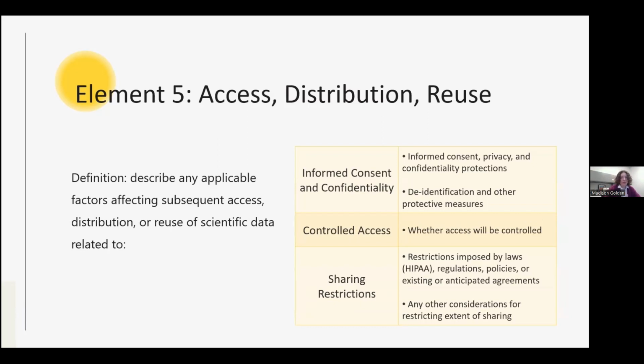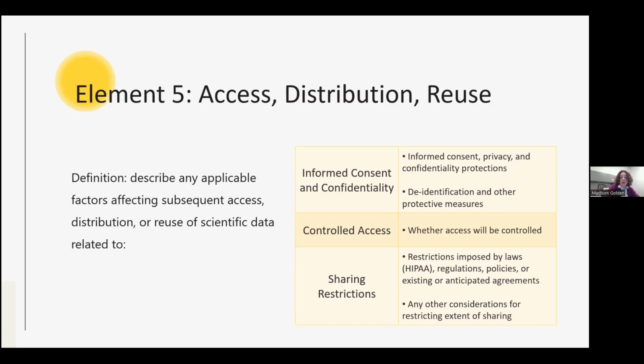So element 5 is similar and focuses on the factors affecting access, distribution, or reuse of the data. One aspect of that is going to be protections like informed consent, privacy, and confidentiality procedures for the data. It also includes measures like de-identification. So the university's Office for Sponsored Projects provides detailed information and policies on data sensitivity categories, and they can assist you in navigating those aspects along with us at the library.